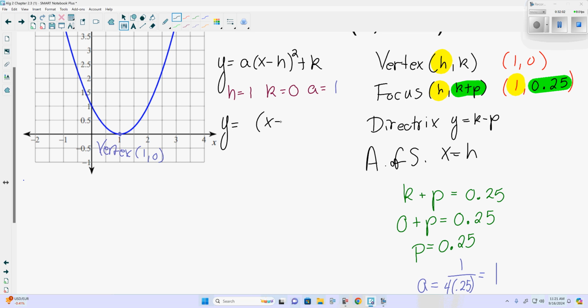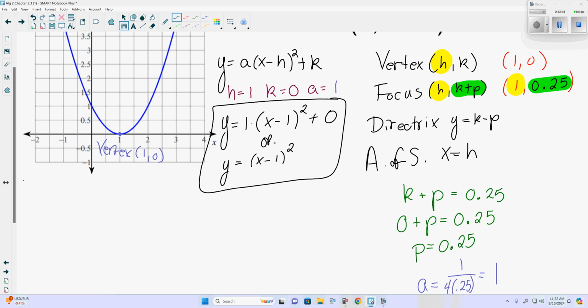So a is 1. We could write 1. Do we have to? No. If it's -1, we could write it as a negative, because there's nothing wrong with doing 1 times. We don't have to, but we can. So we'd have (x minus h) squared plus k, which is 0. Or we could just write this as y equals (x minus 1) squared, because we don't have to put the plus 0 or the multiplication of 1.